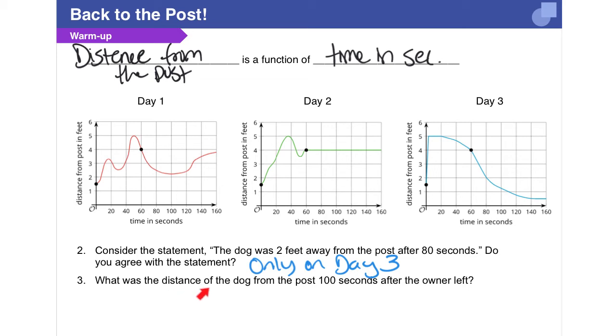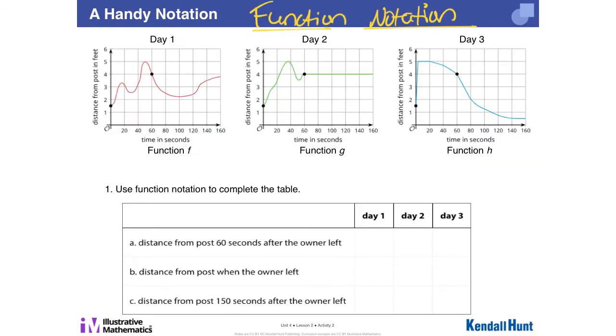Number 3, what was the distance of the dog from the post 100 seconds after the owner left? Here too, it's going to depend on the day. So there's more than one answer you could give depending on which day we're talking about. So since we don't know what day we're talking about all the time, it's going to be helpful to name these functions. And this is where we are getting into function notation.